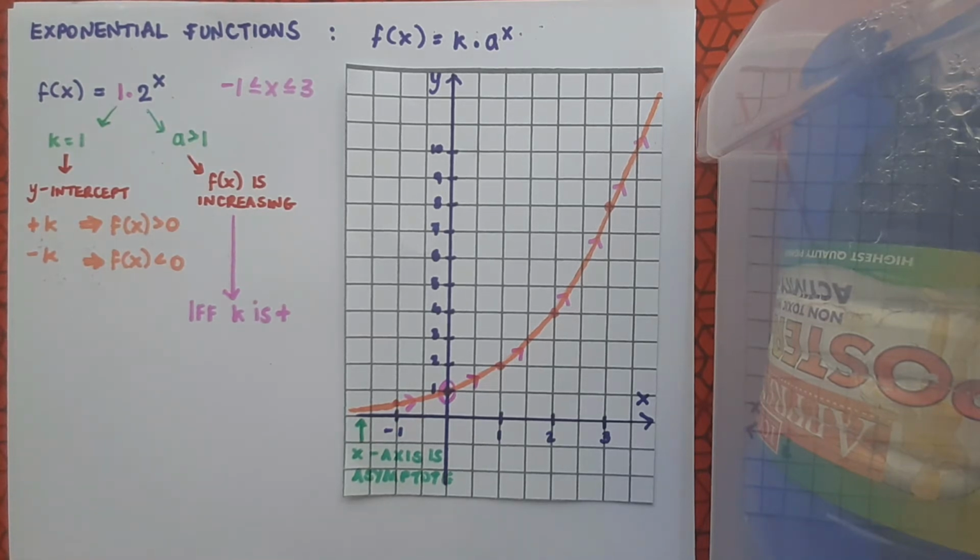And it's important that when you're graphing an exponential function that you make this clear. Never run your function into the x-axis. It's always going to hover just above it.